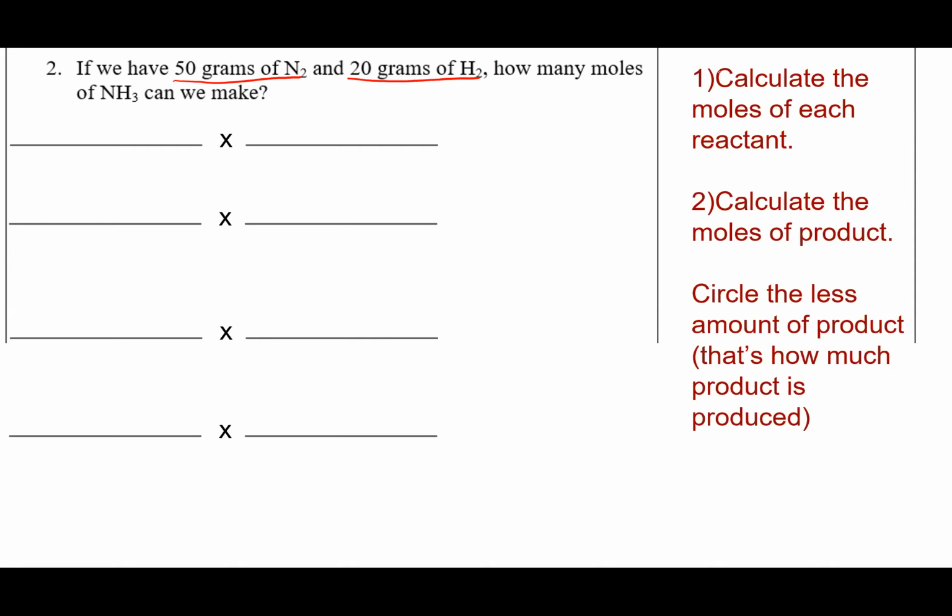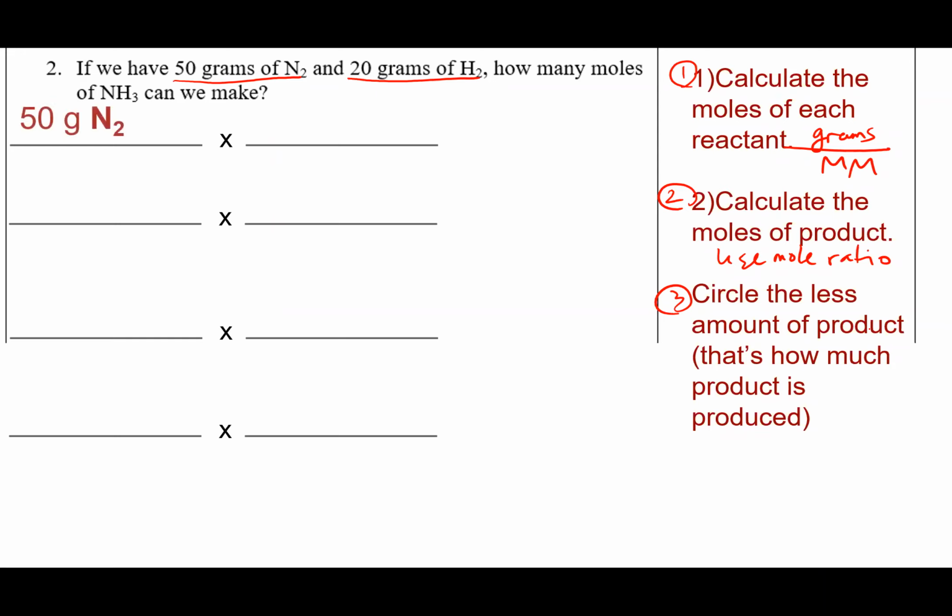So now instead of giving you moles, I gave you grams, right? So number 1, we have to calculate the moles of each reactant. And remember, we do that by grams divided by molar mass. And then after we do that, number 2, we're going to calculate the moles of product using mole ratio. And then at the end, we're going to circle the less amount of product, because that's how much product is produced. So let's go step by step.